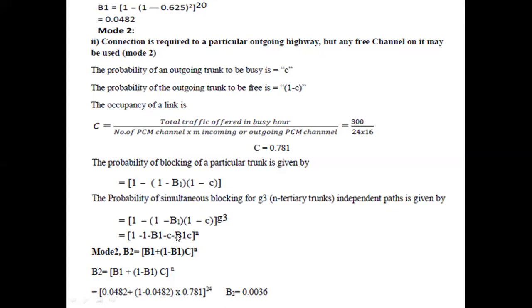Similarly, for the grade of service of mode 2, whatever equation we have discussed has been used here.